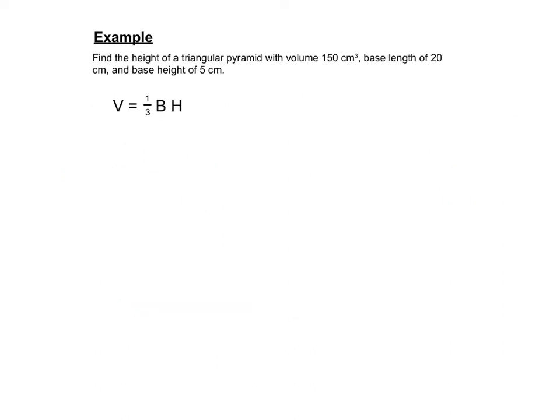Okay, this example says find the height of a triangular pyramid with volume 150 cubic centimeters, base length 20, and base height 5. So sometimes it helps to sketch this. So I'm going to sketch the base of the pyramid. Okay, so here's the base of my pyramid. This, for example, could be a right angle. Okay, the base of the base is 20 centimeters. The height of the base is 5 centimeters.